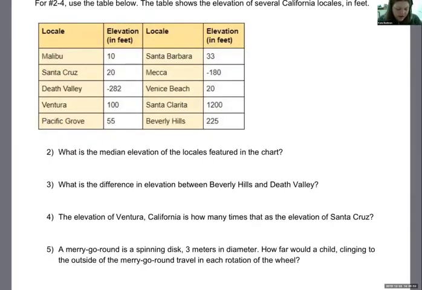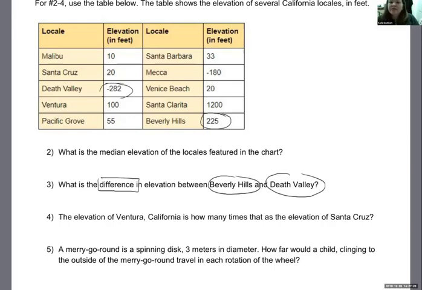So let's look now at number 3. Number 3 seems like a simple problem, but so many students mess it up. It says, what is the difference in elevation between Beverly Hills and Death Valley? Okay, let's talk about difference. We're supposed to be finding the difference between Beverly Hills, elevation 225, and Death Valley's, which is negative 282.